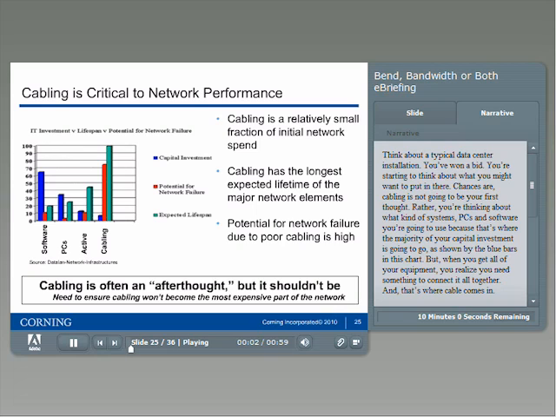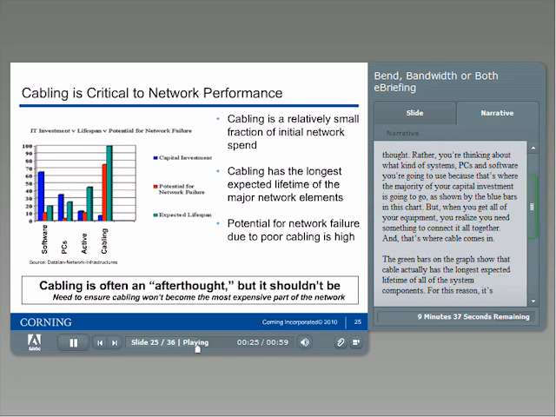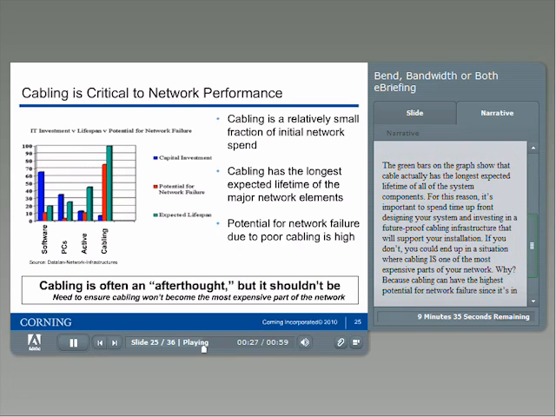Think about a typical data center installation. You've won a bid. You're starting to think about what you might want to put in there. Chances are, cabling is not going to be your first thought. Rather, you're thinking about what kind of systems, PCs, and software you're going to use, because that's where the majority of your capital investment is going to go, as shown by the blue bars in this chart. But when you get all of your equipment, you realize you need something to connect it all together, and that's where cable comes in. The green bars on the graph show that cable actually has the longest expected lifetime of all of the system components.